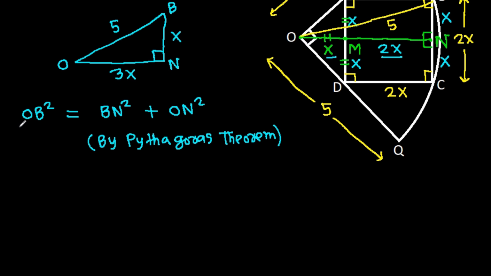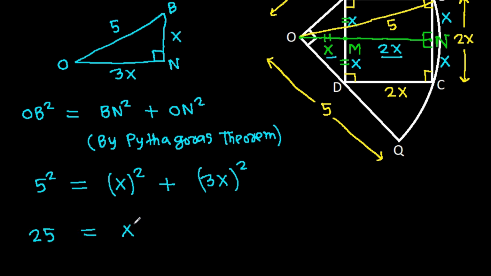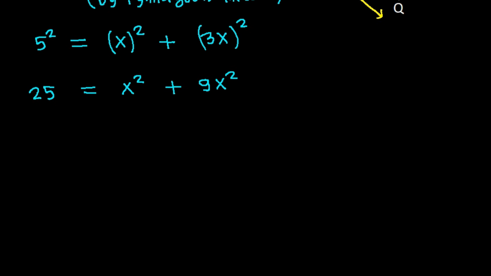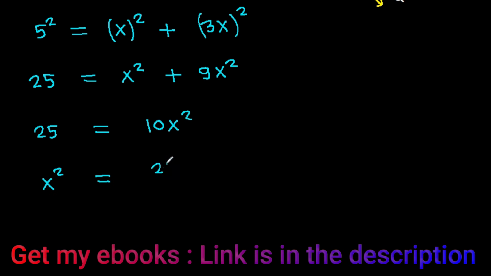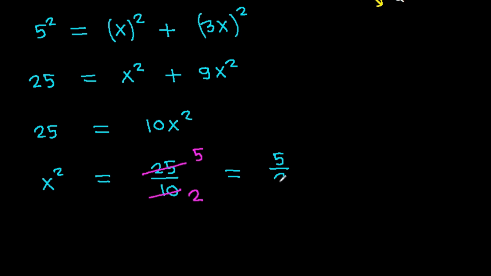And OB is 5 square, it is equal to BN is x square plus ON is 3x square, and it is 25 is equal to x square plus 9x square, and 25 is 10x square, so x square will be 25 over 10, and 5 times 5 is 25, and 5 times 2 is 10, so it is 5 over 2.